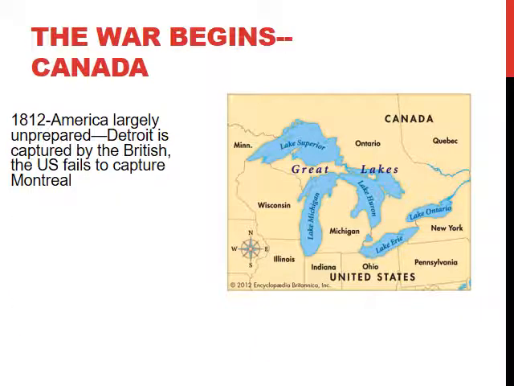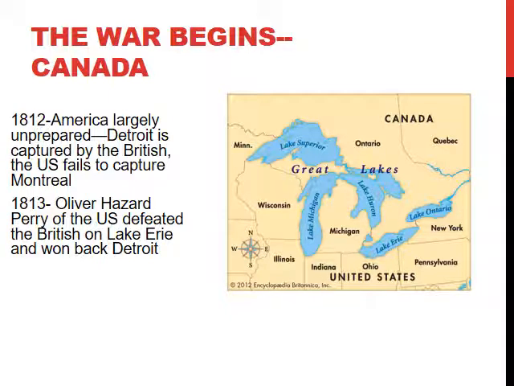When the war begins, it begins in Canada. In 1812, America was largely unprepared for another war with England. Detroit was the first city captured by the British in Michigan, and the U.S. failed to capture Montreal, which is located in Canada. In 1813, a man named Oliver Hazard Perry of the United States defeated the British on Lake Erie and won back Detroit. So it's clear we're getting better as the years press on.